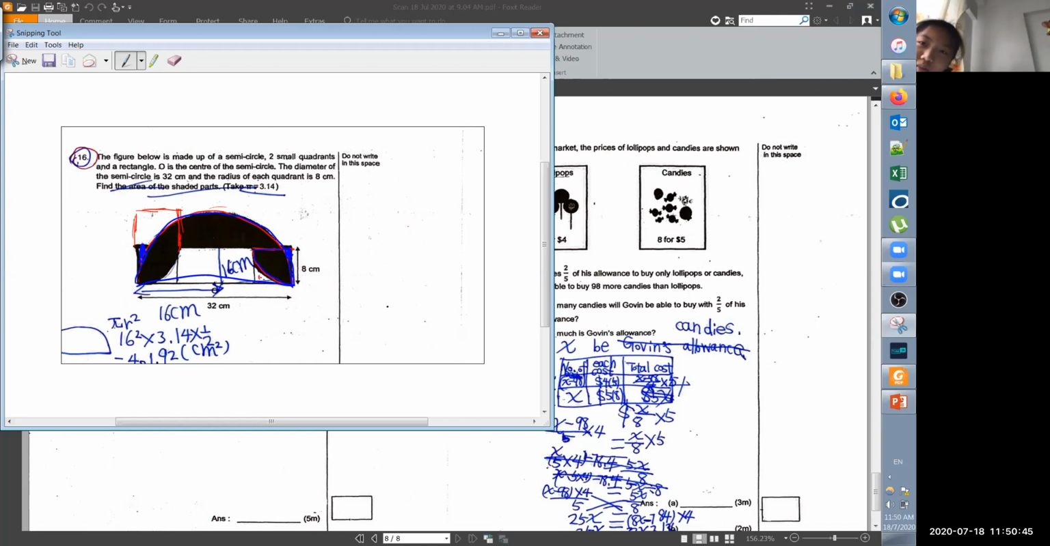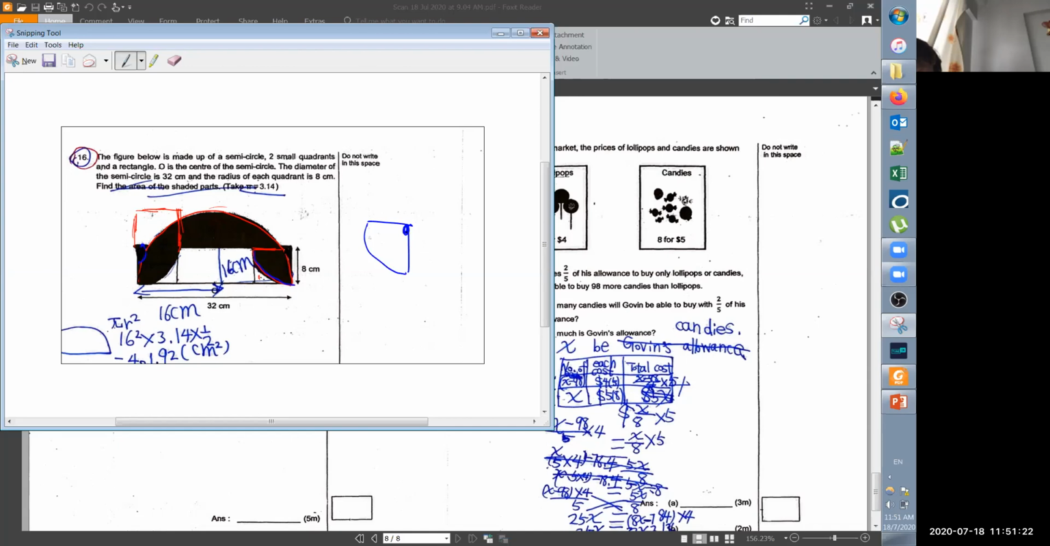So that means you don't have to. I don't think you need to find out this small part. You don't need to find that, because a quadrant means it must cover this small part. So maybe the question is not well made, they didn't shade this part too, you know what I mean? So this should be shaded, it is supposed to be shaded. So it means you are asked to find the shaded part like this, okay?